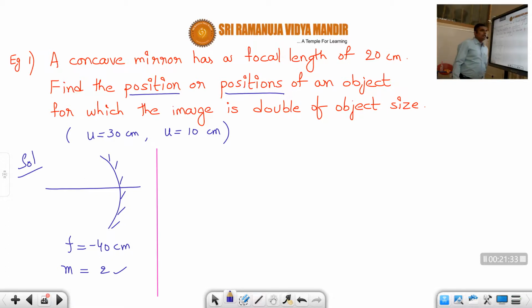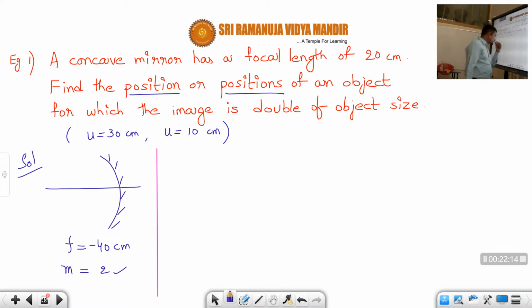Now, in the properties of image formed by a concave mirror, we already studied that there are two positions of the object for which you get a magnified image. Number one, when the object is placed between pole and focus. Number two, when the object is placed between focus and center of curvature. In both cases the nature of the image is different. Between center of curvature and focus, the image is real. Between focus and pole, the image is virtual. Any real image is always inverted, and any virtual image is always erect.